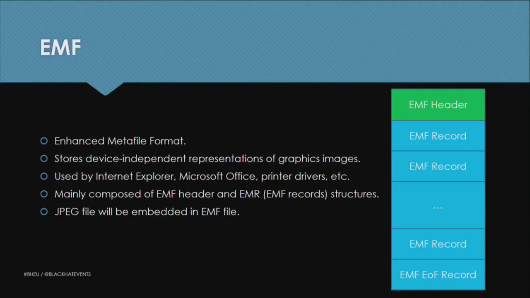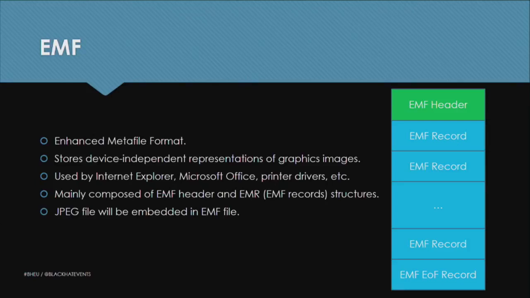Now let me simply explain what is EMF file. EMF is an abbreviation of Enhanced Metafile Format. It's a file format that can store device-independent representations of graphics images. It is very widely used by many software, such as Internet Explorer, Microsoft Office, and some print drivers, including VMware Virtual Printer. Besides the general file header, it is mainly composed of many records named EMR structures.